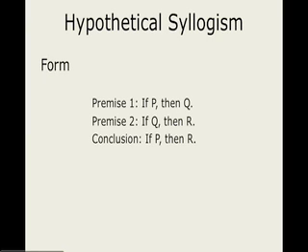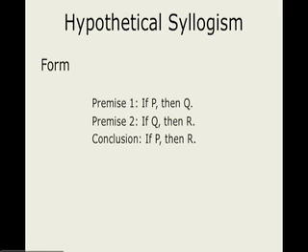The last valid form of inference is what's called hypothetical syllogism. It's called a hypothetical syllogism because the form of statement that we've already been dealing with, if blank then blank, is called a hypothetical statement. So here we have premise 1, if P then Q. Premise 2, if Q then R. Conclusion, if P then R.